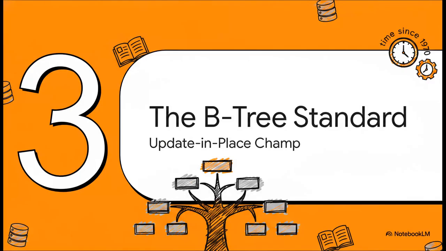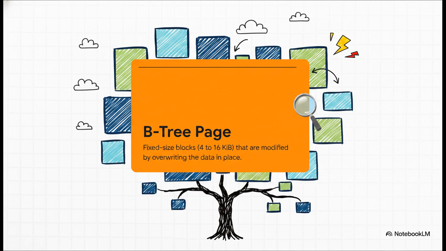All right, Section 3, let's talk about the B-tree standard, the update-in-place champion. So let's shift our focus to the second contender here. This is the reigning champion of the database world, honestly, since about 1970, the B-tree. While log-structured storage is super popular for certain modern high-throughput systems, the B-tree has really stood the test of time. It remains the standard index implementation in almost all relational databases.